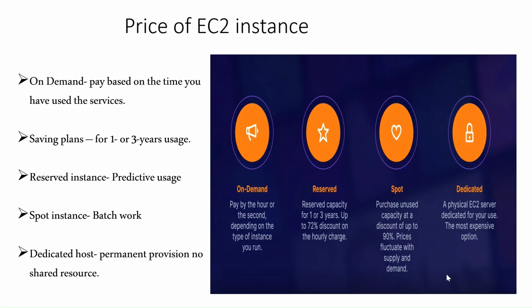Then we have the price of EC2. The pricing model of EC2 is based on some categories, which I have listed here. On demand: these are EC2 servers, or instances, which are available on demand. If you see here, it says pay by the hour or second depending on the type of instance you run. There are different types of instance, some are micro, some are macro. They have different computing capabilities, small, big, large servers. So based on the server type you are using, you have to pay per hour. That is on demand pricing.